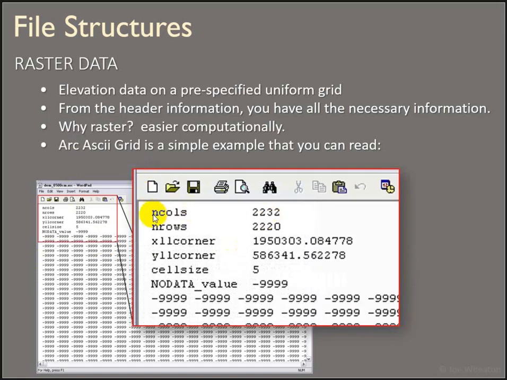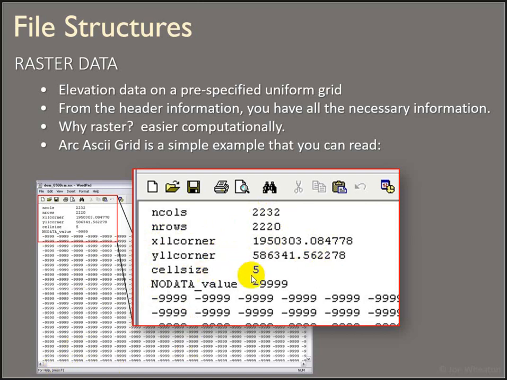So for example, this data set has this number of columns and this number of rows. So we're going to sweep through this matrix of cell values, and we're going to go over 2,232 values, and then the next value in this sequence will define row number 2. We've got coordinate values for the X. It's the lower left corner of this matrix, and this is the Y value that defines the lower left corner of this matrix. And from this one location, all other locations can be determined.